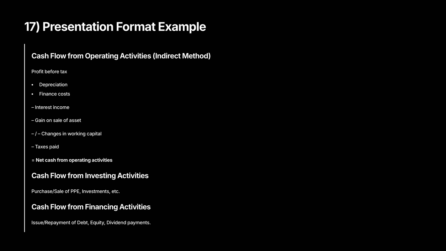Then list investing activities, purchases and sales of PPE and investments. Then financing activities, borrowings, repayments, dividends. End with reconciliation to closing cash and cash equivalents.